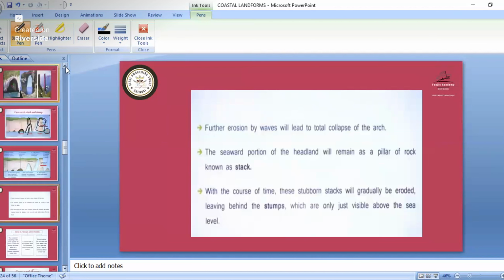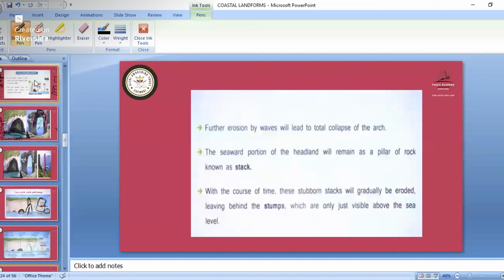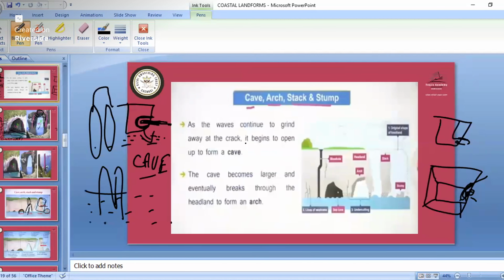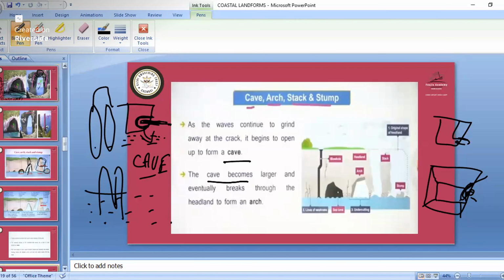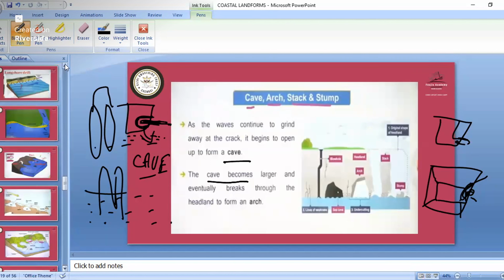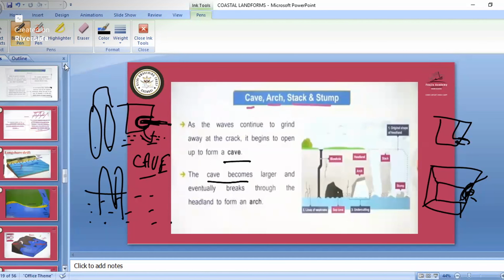Then we'll also see the definition of cave. As the waves continue to grind away at the crack, it begins to open up in the form of a cave. Then the cave becomes larger and eventually breaks through the headland, forming the shape of an arc. So this is about the cave, arc, stack and stump.